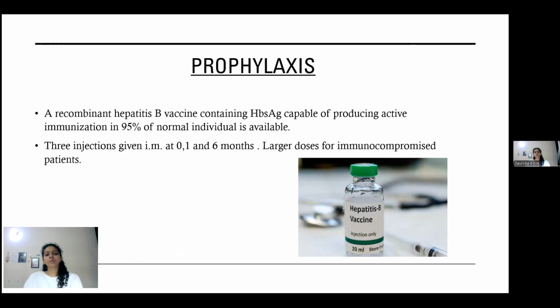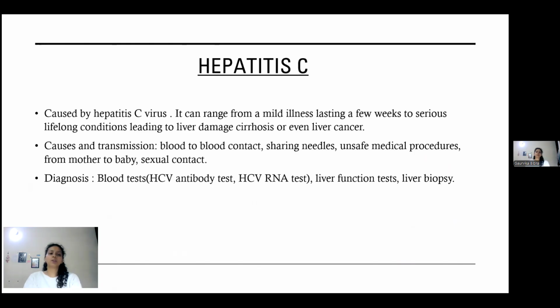Prophylaxis. A recombinant hepatitis B vaccine containing HBs antigen, capable of producing active immunization in 95% of normal individuals, is available. Injections are given intramuscularly at 0, 1, and 6 months. Larger doses are used for compromised patients.